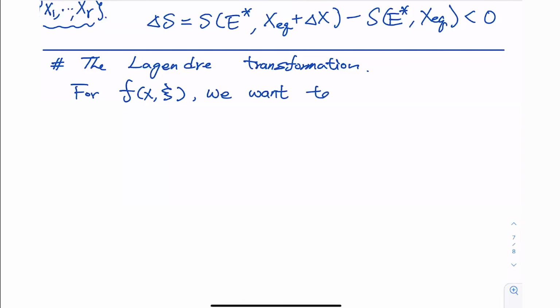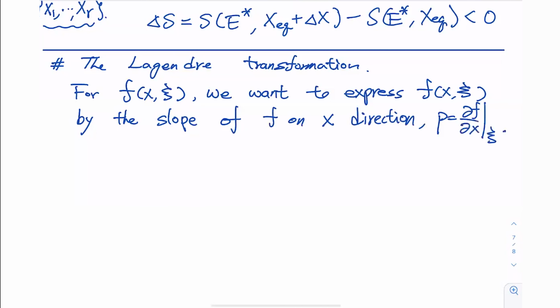And the question is, we want to express it. Okay, so the claim is that we want to express this function by the slope of f in the x direction with a fixed value of c. Of course, after some discussion you'll realize that this is probably very problematic, but I'll show why it is problematic. So the first question is, is it possible? So let's try to think about a procedure by which this might be possible.